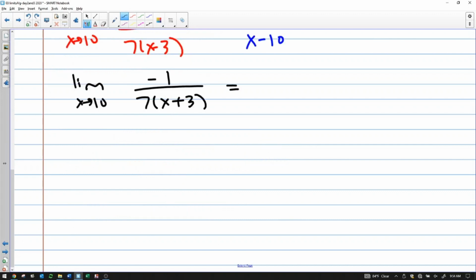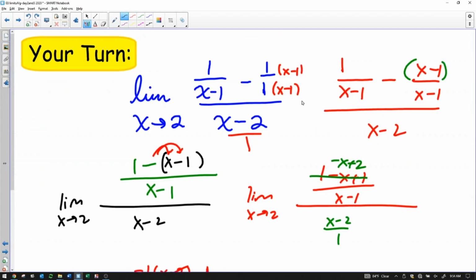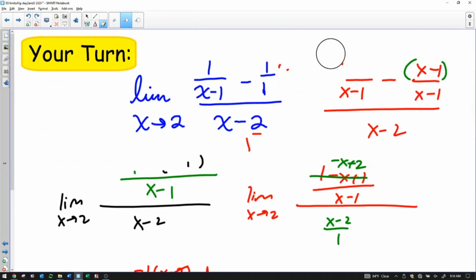I think I'm ready. This will be negative 1 over 7 times, I really have the wrong answer here, so I must have done something wrong. Oh, this is minus 3. Thank you. This should be a minus 3. So this is 10 minus 3. So what is this answer? Any questions about common denominator? Okay, you guys do this one on your own. This one right here.